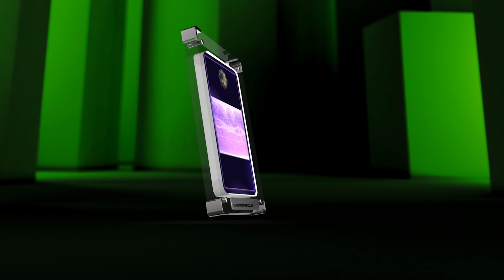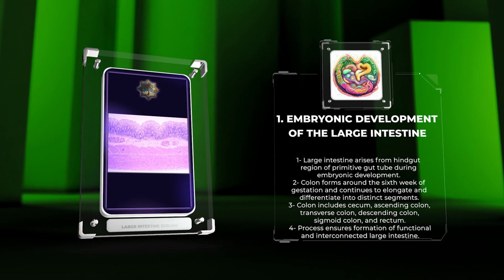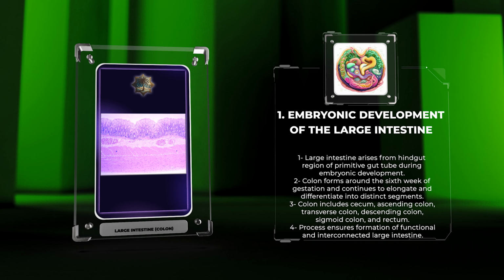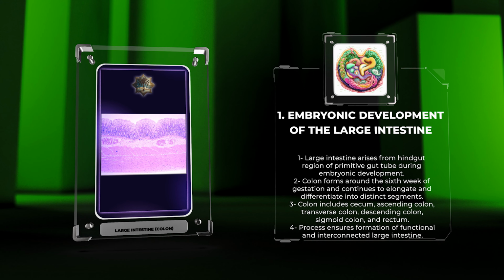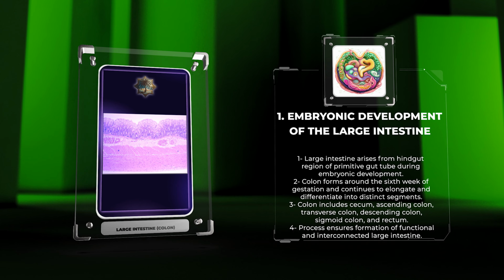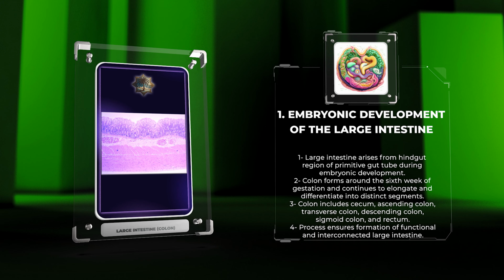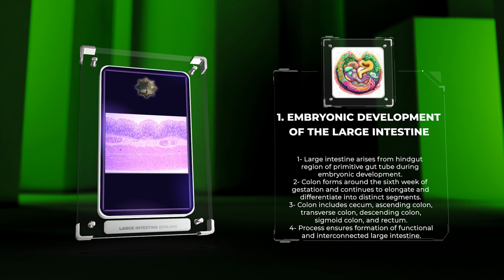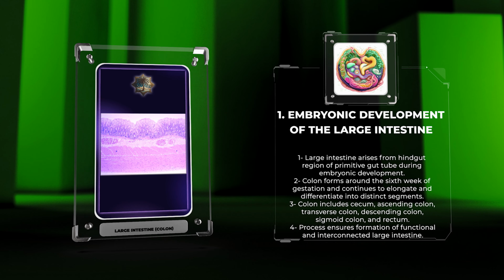During embryonic development, the large intestine arises from the hindgut region of the primitive gut tube. Around the 6th week of gestation, the hindgut starts to dilate to form the future colon. By the 8th week, the colon is distinguishable from the small intestine due to its larger diameter. Over the following weeks, the colon continues to elongate and undergoes further differentiation into distinct segments, including the cecum, ascending colon, transverse colon, descending colon, sigmoid colon, and rectum. This intricate process of embryonic development ensures the formation of a functional and interconnected large intestine.